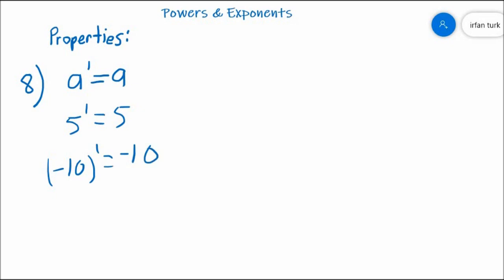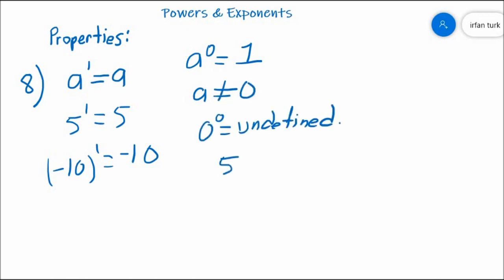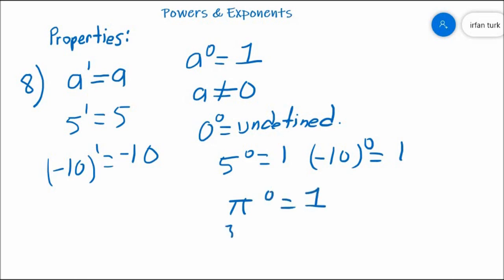And another thing is, if you take the 0 power of any number, for example a to the power of 0, this is going to be equal to 1, but here a should be different from 0, so it cannot be 0. Why? Because 0 to the power of 0 is undefined. So 5 to the power of 0 is 1. Negative 10 to the power of 0 is 1. Pi to the power of 0 is 1, because pi is a constant. If you remember, it's 3.14, and it goes on. So e to the power of 0 is 1.